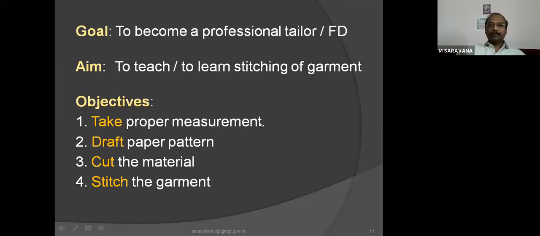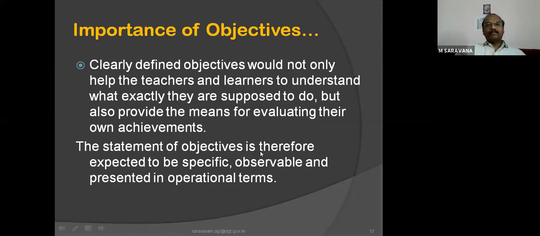One, take proper measurements. After successful completion of the demonstration or the theory class, they will be able to take measurements. They will be able to draft the paper pattern. They will be able to cut the material, and also they will be able to stitch the garment. You see that these are all intended outcomes. So outcome based statements are our instructional objectives. With that very simple example, you might have understood.